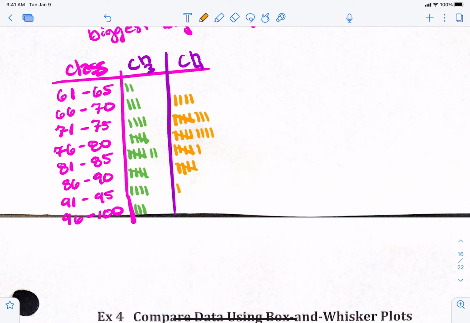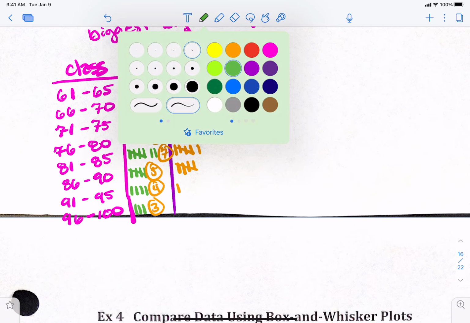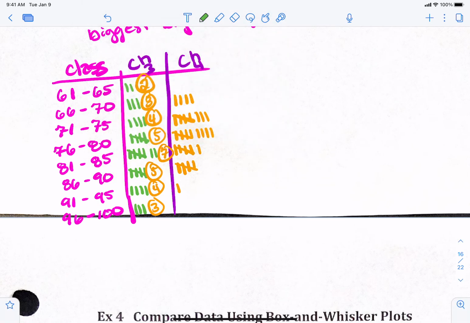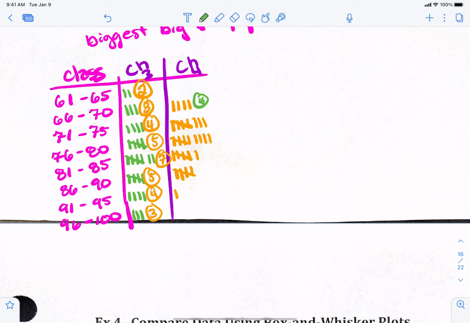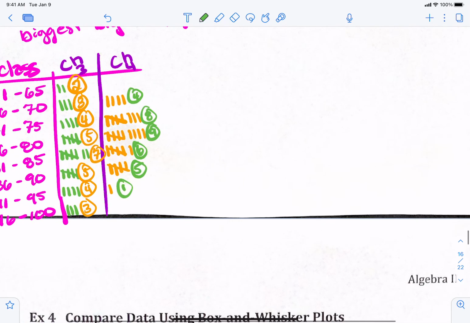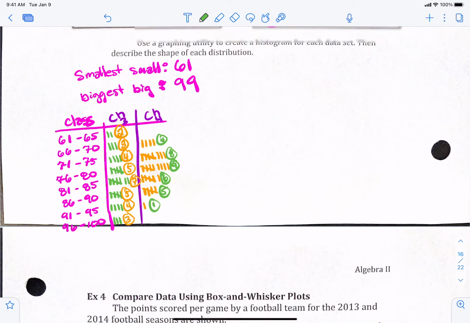Woo! Okay, so 2 here, 3 here, 4 here, 5 here, 7 here, 5 here, 4 here, 3 here. Other column, 0. Then we've got 4. Then we've got 8. Then we've got 9. Then we got 6. Then we got 5. Then we got 1. Good?